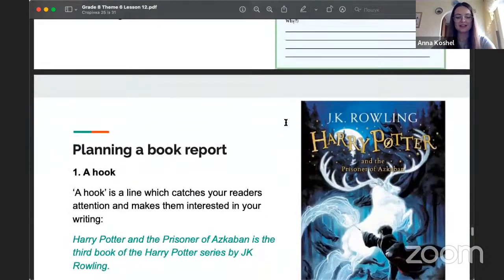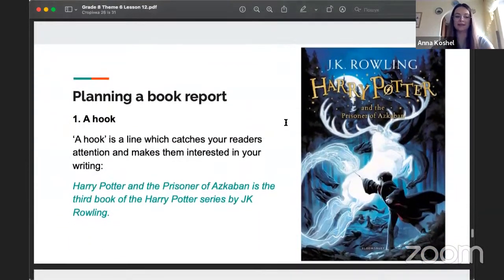So, let's take a look at how we need to plan a book report or a book review. Як же ж ми його плануємо писати? Так, якщо в нас є завдання написати відгук про книгу, починаємо з hook, гачок. Yeah, we have to make a line which catches your reader's attention. Тобто нам необхідно зловити нашого читача, той, хто буде читати наш book review, and make them interested in your writing. Тобто нам потрібно зацікавити читача в тому, що ми пишемо.